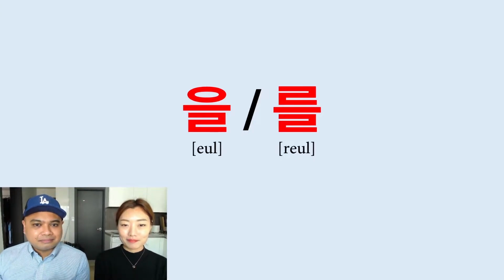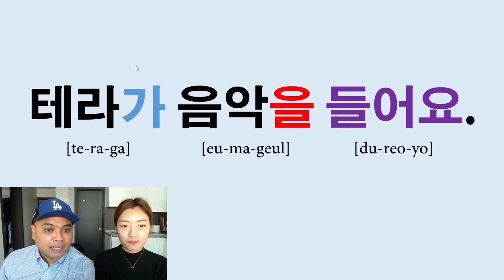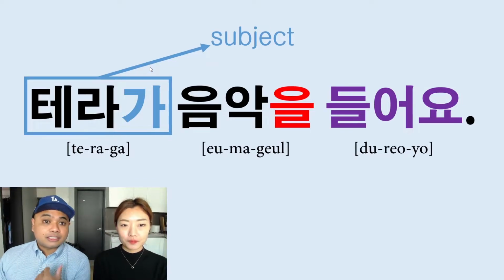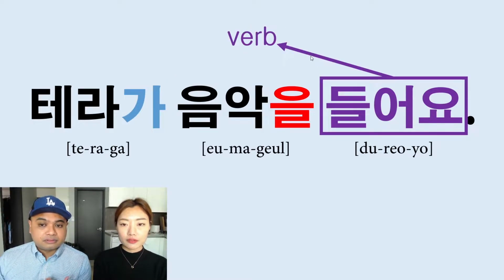Now let's look at an example real quickly. Right here we have 테라가 음악을 들어요. So Teraga, that's me. This is the subject, and we talked about the subject marker, right? The subject marker here is ga. The next part of our sentence is 음악, umak, which means music. Here we are using the object marker, 을. And at the end of the sentence, we have our verb, 들어요, which means to listen. So Tara listens to music.